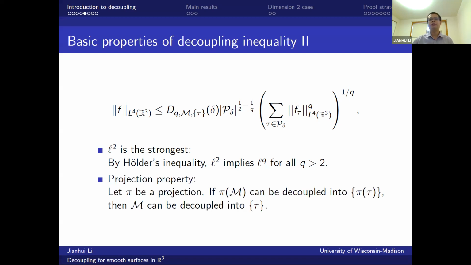And finally, there's a projection property. We can project a manifold to any subspace. Then if we can decouple the manifold in those subspaces, we can decouple the original manifold. Remember, this projection forgets some of the geometric properties, and as I said, curvature plays an important role in this. After the projection, a curved region can no longer be curved. So that's why if you can do something on the projected set, you can do it for the original set.